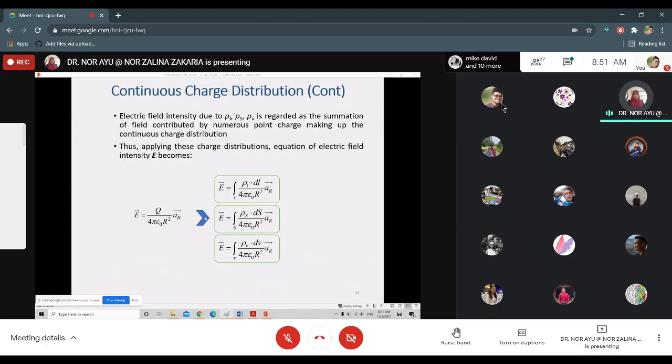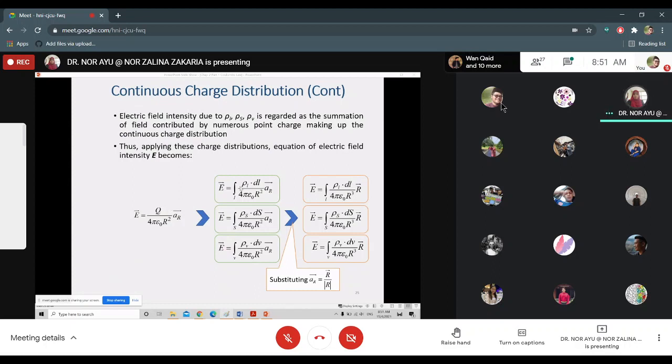So just now it was a single charge, or the line, surface and volume charge. If we want to find the electric field intensity for the line, surface and volume, these will be the equations. Instead of a single charge, now we have a line charge, so you just substitute the integration of rho L dL into this Q. It will be something like this. Same goes for the surface and also the volume.